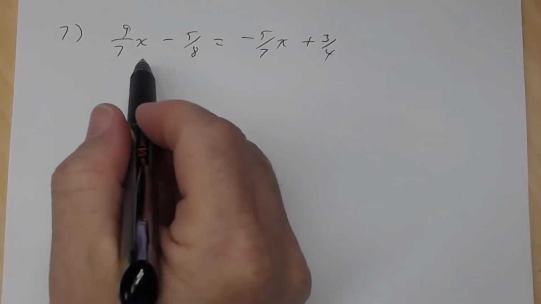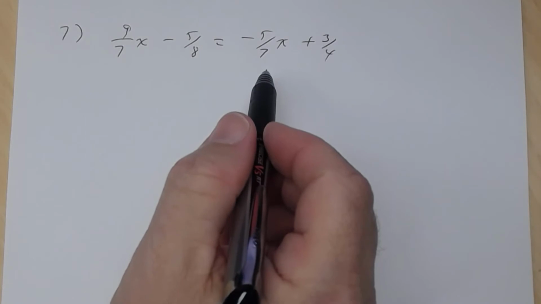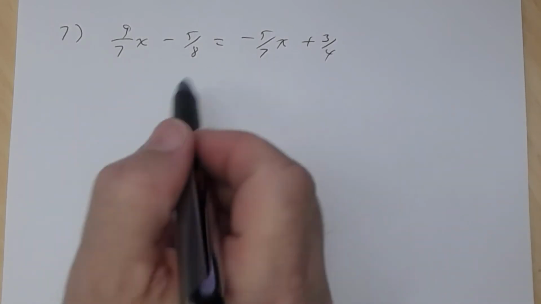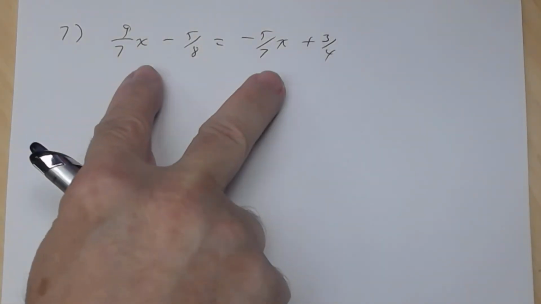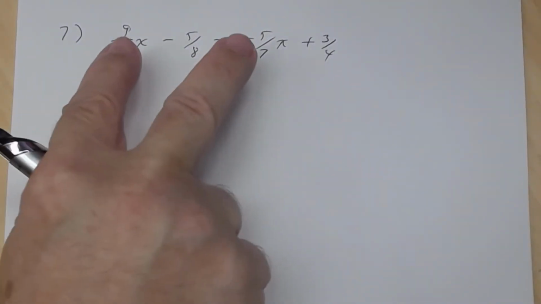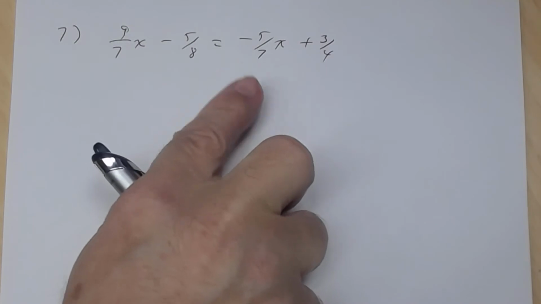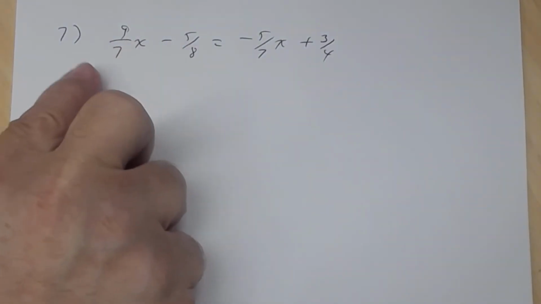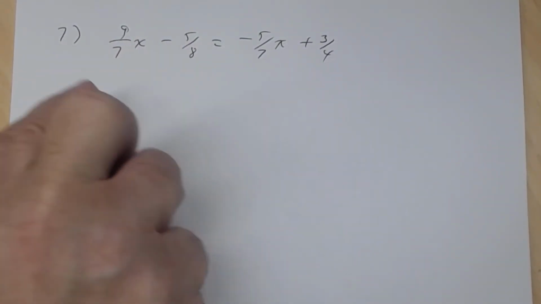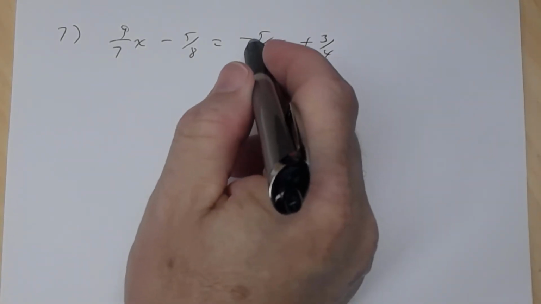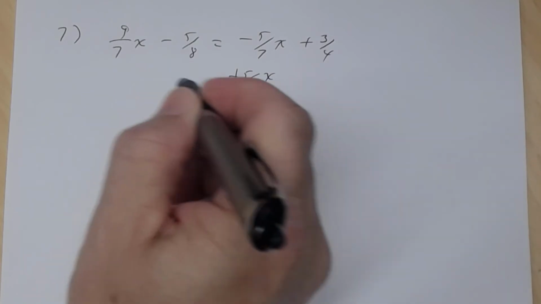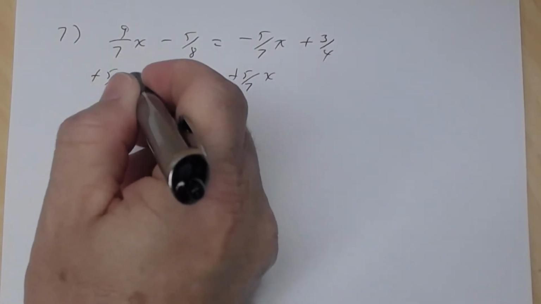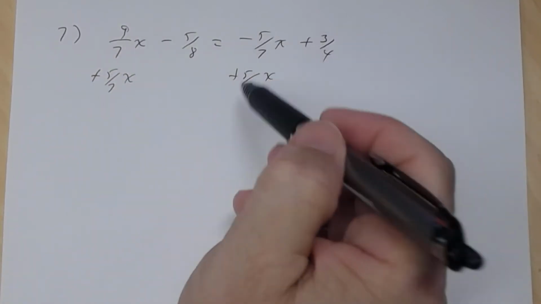So I don't have any parentheses, so I'm not going to use the distributive property. I cannot combine like terms on each side, so now I'm going to go to the addition property of equality. So I have variables on both sides, constants on both sides. So let's deal with the variables first. Let's go ahead and bring the variables to the left-hand side. So see how this is a negative 5/7? So I'm going to go ahead and add a positive 5/7 to both sides. And notice I'm aligning my like terms.